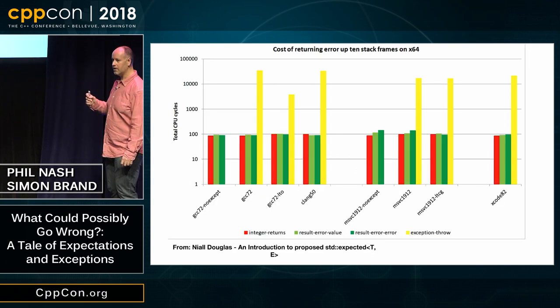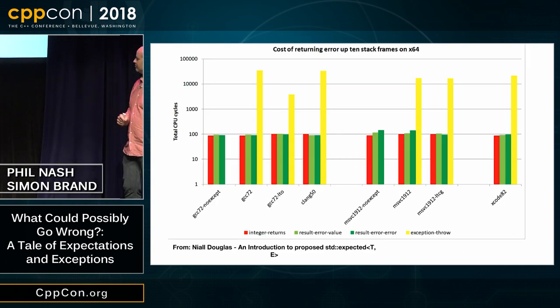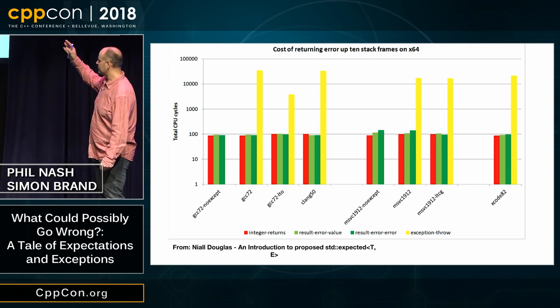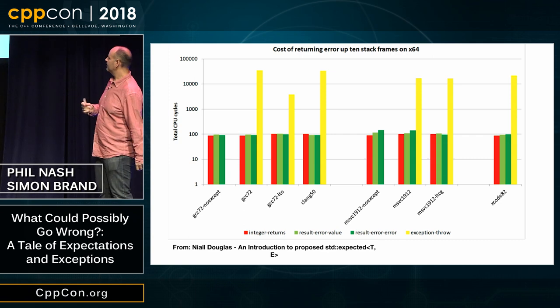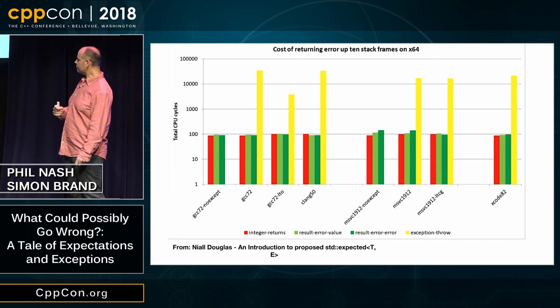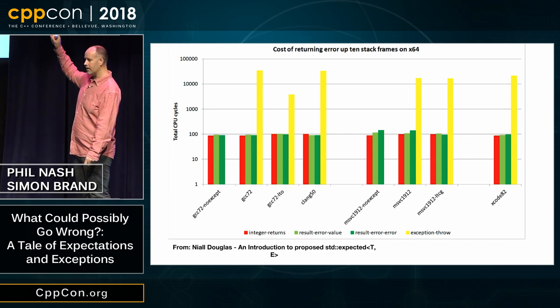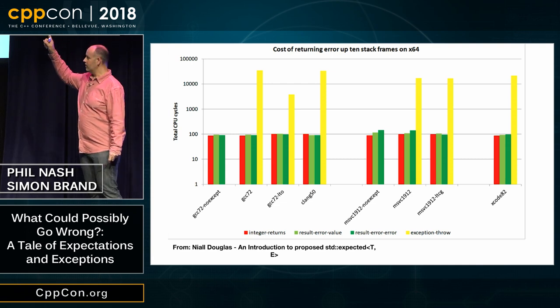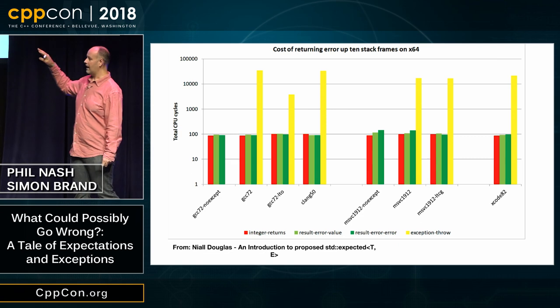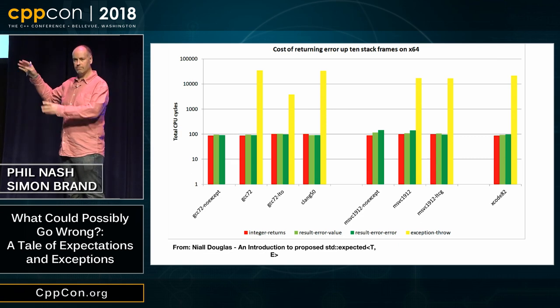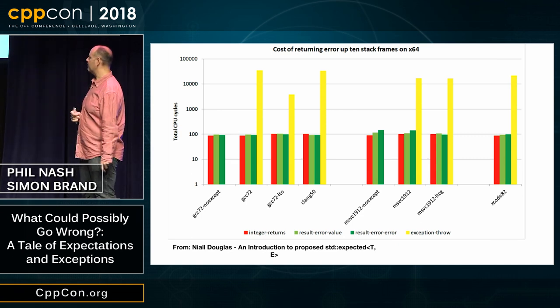So I'm just going to pull out one that I stole from Noel Douglas from his talk last year at Meeting C++, where he came up with this chart just from his own benchmarks. So don't read too much into it, but I think it at least tells a story. What's interesting here is that the yellow bars are the performance of throwing an exception up 10 stack frames. And the other bars are different types of return code type error handling, again, up the same 10 stack frames.